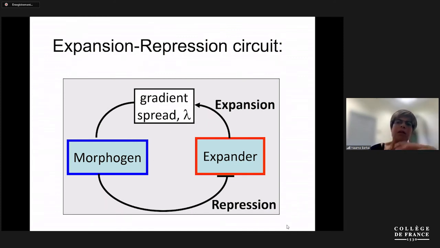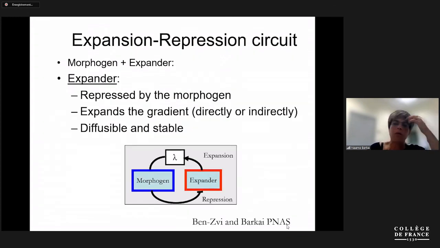Now, in our case, it increased it in some complicated way by generating additional gradient, but we don't need this because it can work in other ways. For example, it can increase the spread by promoting diffusion, or it can increase the spread by inhibiting degradation. There are many ways of doing it. So if you think about those two molecules, the only thing we need to add is that the morphogen inhibits the expression of the expander, and under a very broad set of parameters, this simple circuit motif will give us scaling as an inherent feature of it.